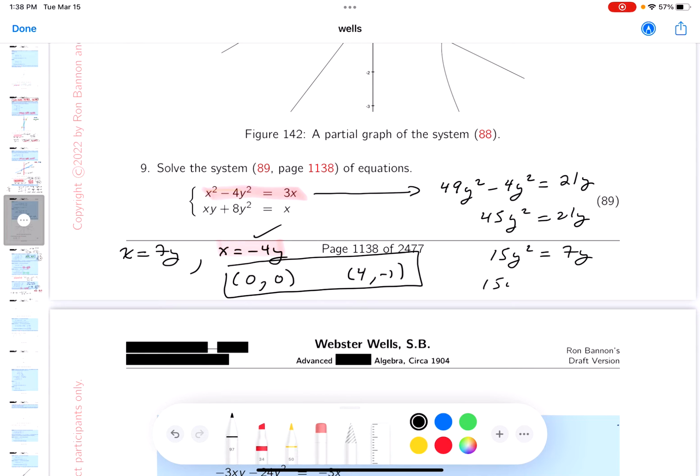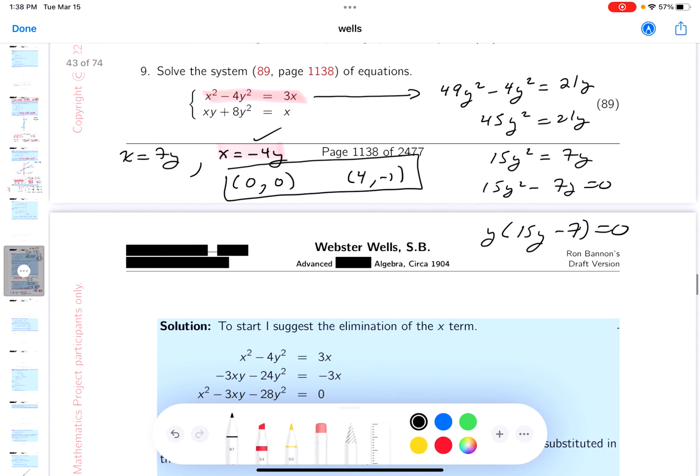So 15y squared minus 7y equals 0. I'm going to factor y out. And what do you get? y times 15y minus 7 equals 0. Well, I get 2 solutions here as well. So y could be 0. And the other one is y could be, let's see, 7/15, right? All right, so someone says, oh, you already did the 0. Well, do it again. What do you get? 0, 0. The other one I have not done yet. And what's that going to be? 7/15.